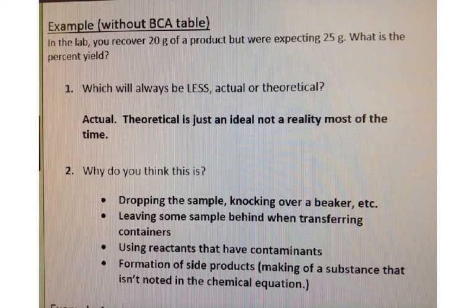So the first example that we're going to do is actually without a BCA chart, and we're just going to think about it. So in a lab, you recover 20 grams of product, but you were expected to get 25. So the 20 grams would be your actual. Your theoretical would be 25, what you should have gotten. What is your percent yield?